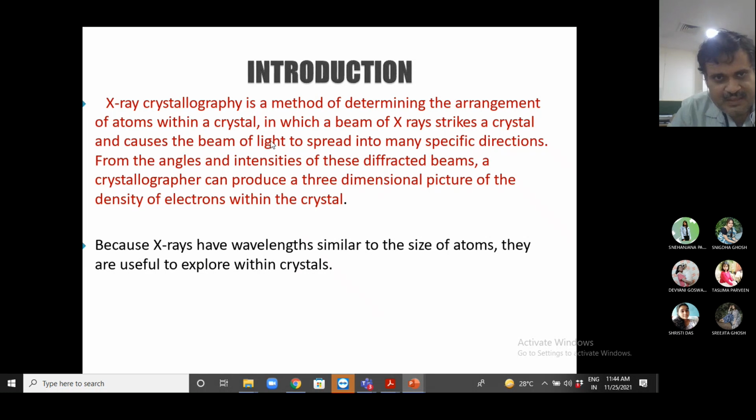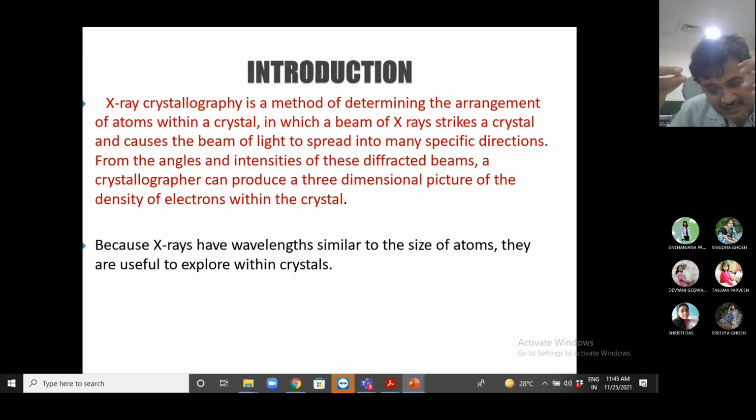X-ray crystallography is a method of determining the arrangement of atoms within a crystal, in which a beam of X-ray strikes a crystal and causes the beam of light to spread into many specific directions. From the angles and the intensities of these diffracted beams, a crystallographer can produce a three-dimensional picture of the density of the electrons within the crystal, and from the electron density, he can calculate back where the atoms are located, because atoms are located in those places where there is most electron density, correct?